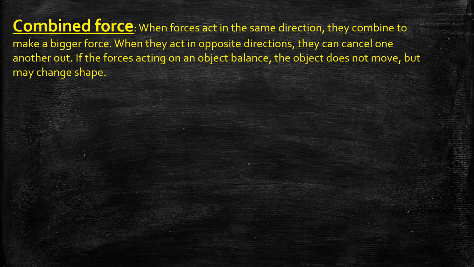Next point is combined force. When a variety of forces act together on a single object, when we have to achieve a big goal, then we have to use a variety of forces acting on a single object, and this is called combined force. Combined means together. Different types of forces are used together to perform one activity. When forces act in the same direction, they combine to make a bigger force. And when they act in opposite directions, they can cancel one another out, right?